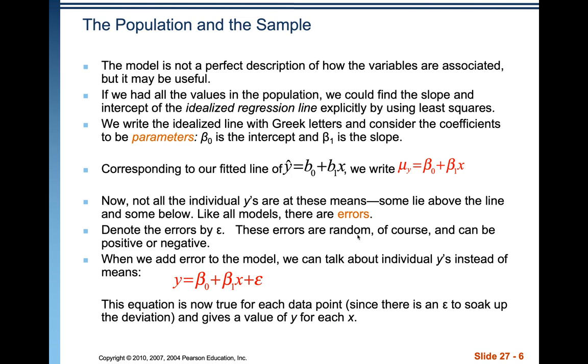Some lie above the line and some below. Like all models, there are errors. Denote the errors by epsilon. These errors are random, of course, and can be positive or negative. When we add error to the model, we can talk about the y's instead of the means, okay, because that takes us back to the original values. This equation is now true for each data point since there is an epsilon to soak up the deviation and gives us a value of y for each x.